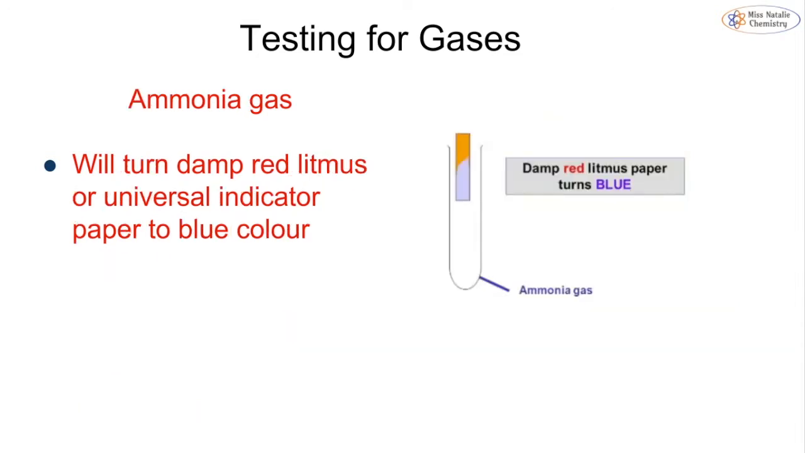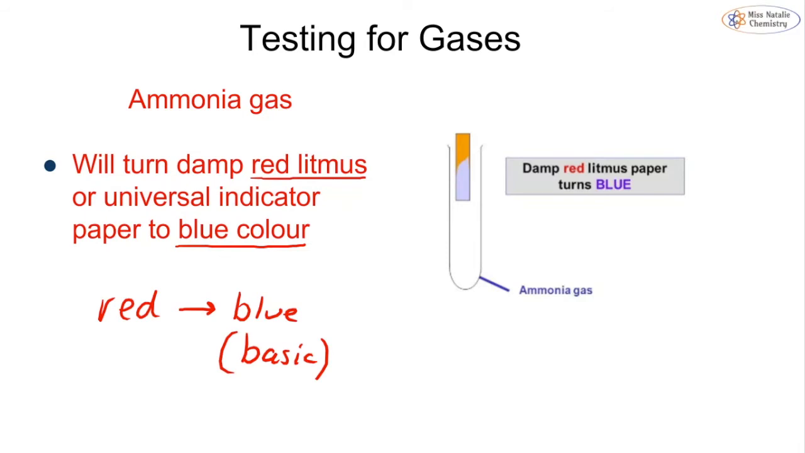If we have ammonia gas, this time we're looking at, again, the red litmus paper, and we're going to get a colour change to blue, telling us that this is a basic gas.